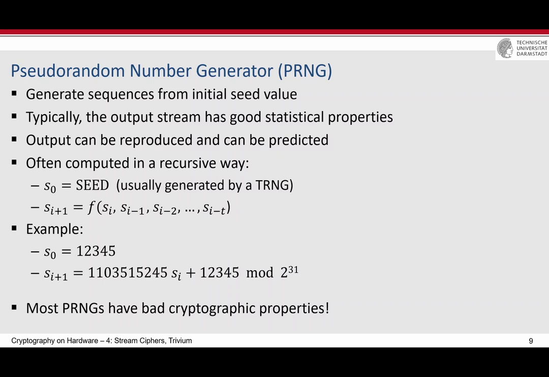For example, here we have S0 is 1, 2, 3, 4. This is the seed. And then we say the next one is always the previous one multiplied by this value plus this value, modulo 2 to the 31, as an example.